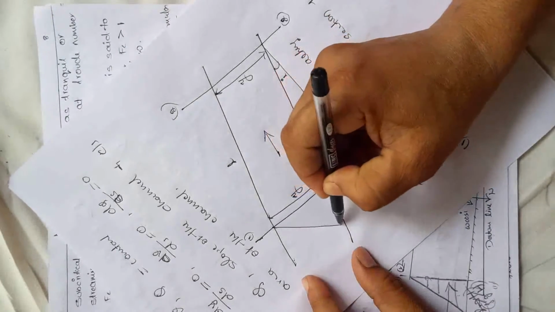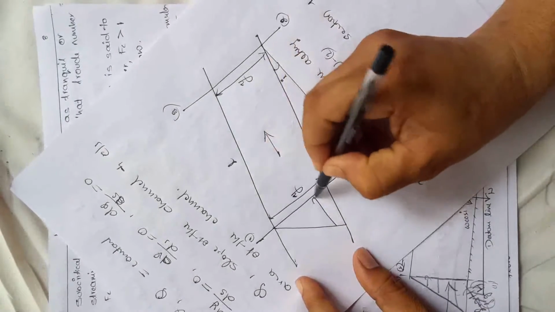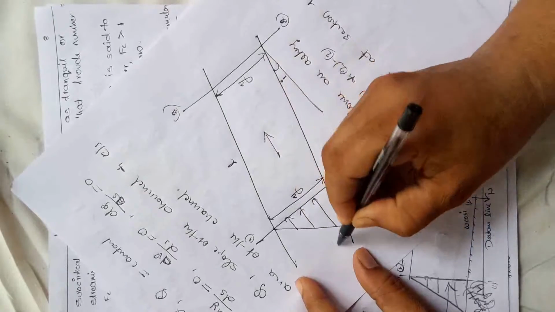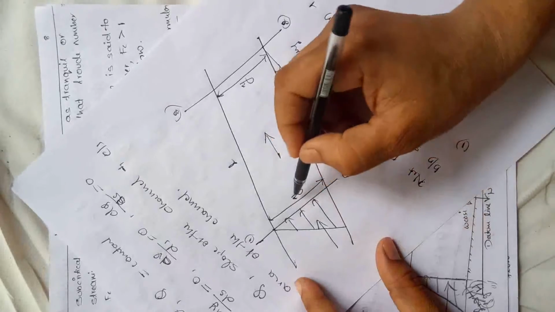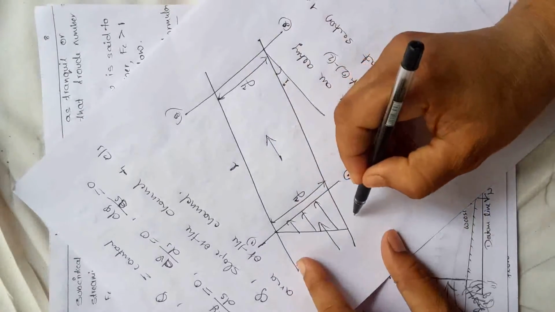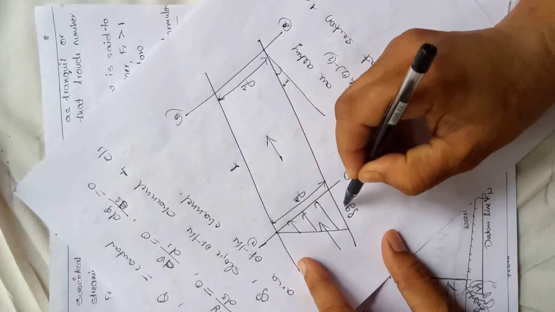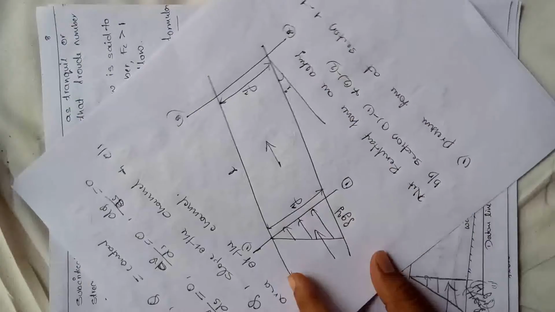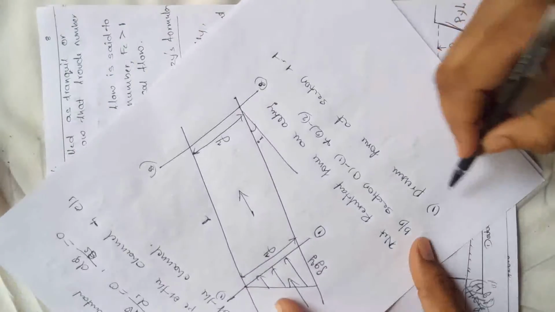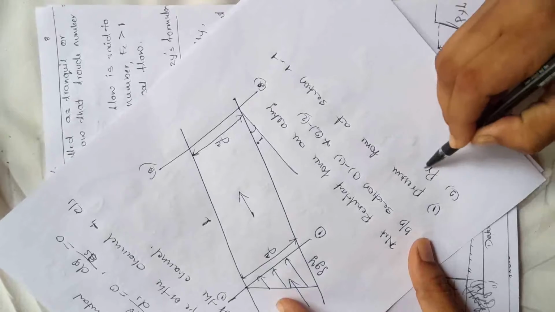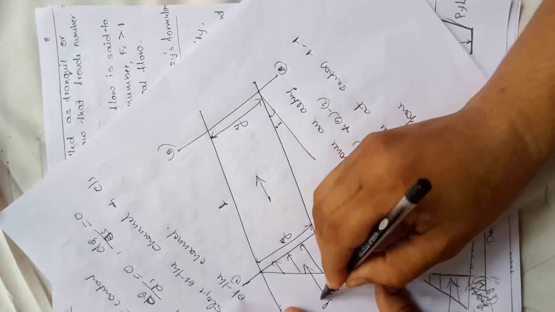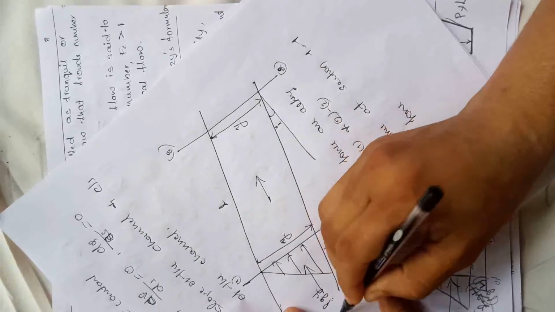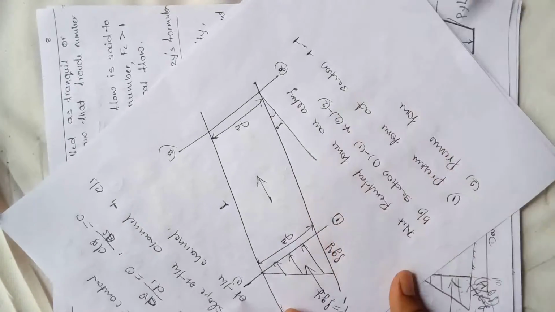You have to see here the pressure triangle. The pressure force is acting at 1/3 from the base. Y is the same. Here you know it is rho g h, instead of h you can write y. And second one, the pressure force is rho g y. The pressure force P1 is equal to rho g y.